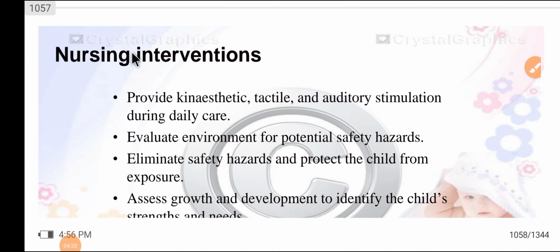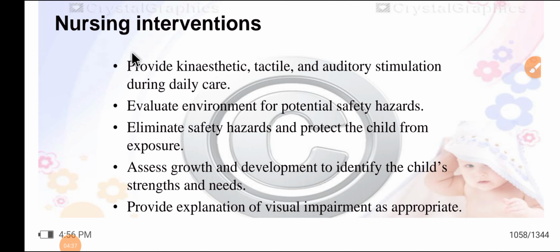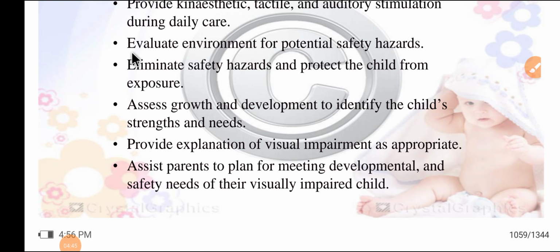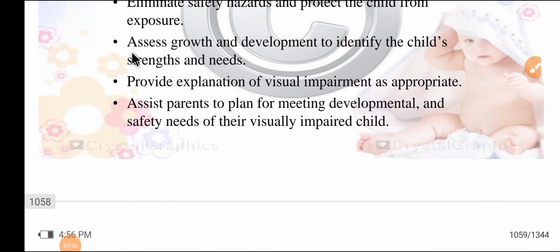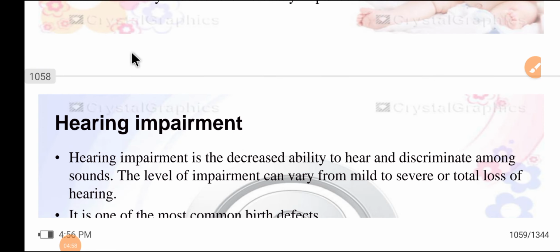Assess growth and development to identify the child's strengths and needs. Provide explanation of visual impairment as appropriate. Assist parents to plan for meeting developmental and safety needs of their visually impaired child. Hearing impairment.